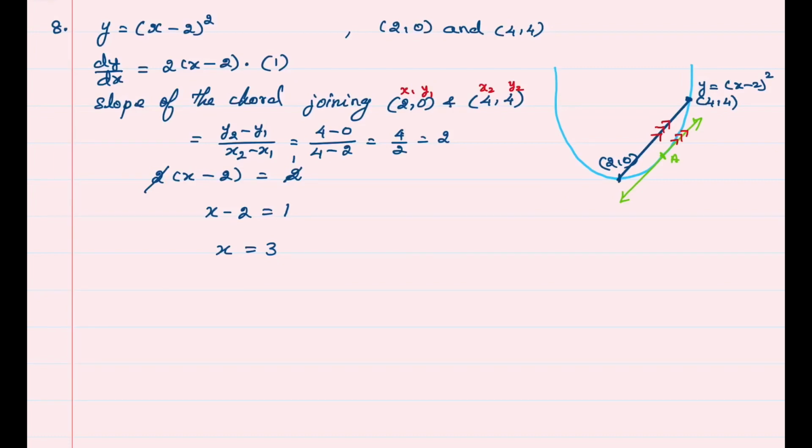To find the y coordinate, let us use the curve equation. Y is x minus 2 the whole square, that is 3 minus 2 the whole square, 1. Therefore, the point of contact is 3, 1.